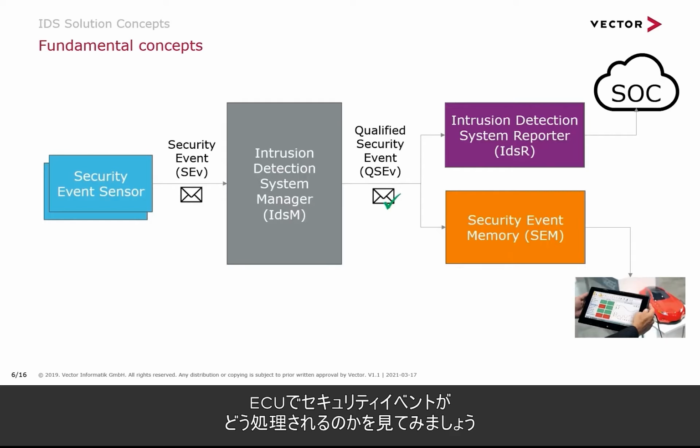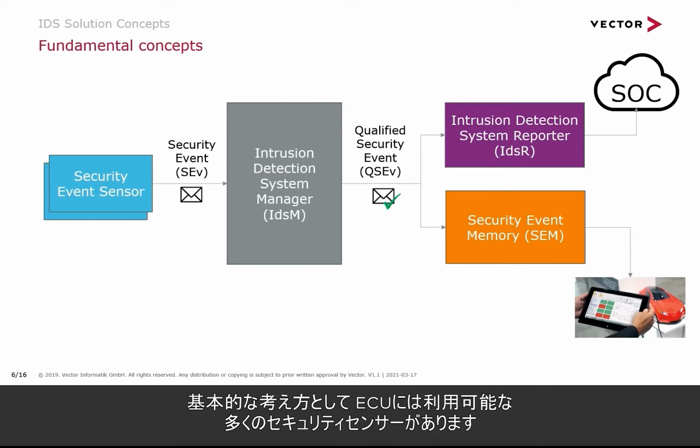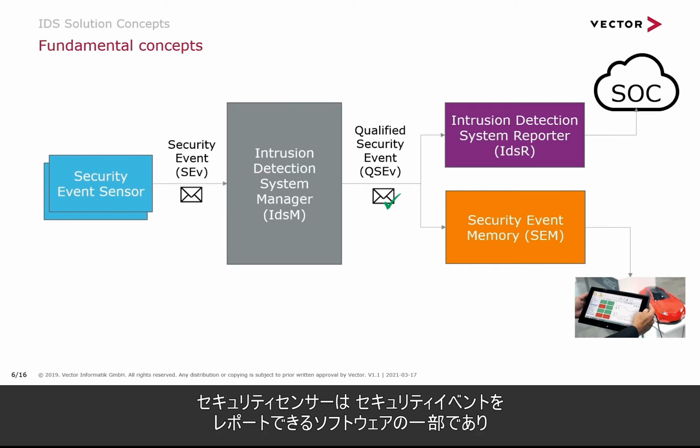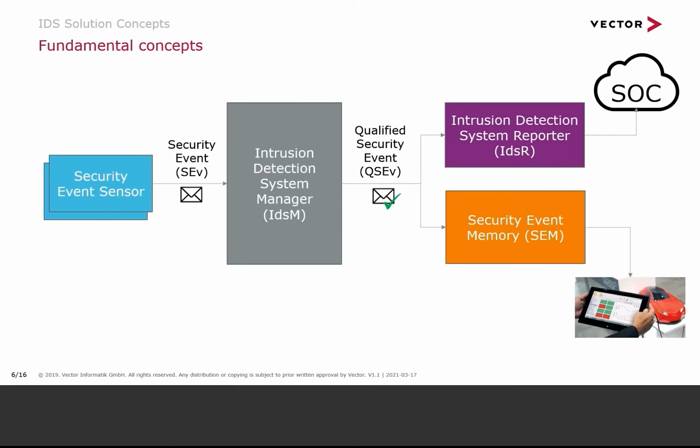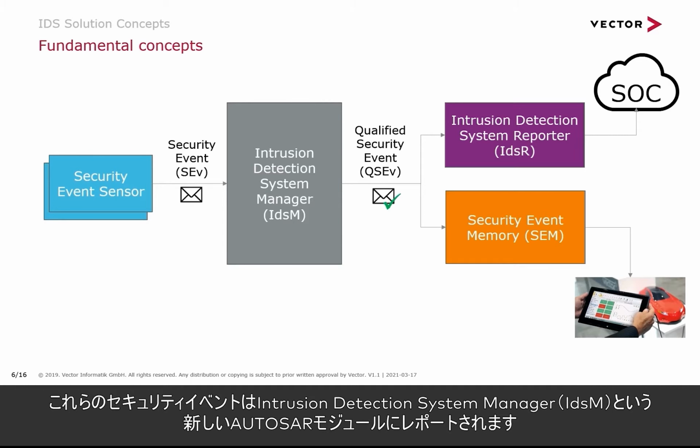So let's have a look how security events are processed on an ECU. So the basic idea is that there are a number of security sensors available on the ECU, and the security sensor is basically any piece of software that can report security events. So it can be a basic software module, for example, but it also can be a software component that reports security events. These security events are reported to a new AUTOSAR module called the Intrusion Detection System Manager.